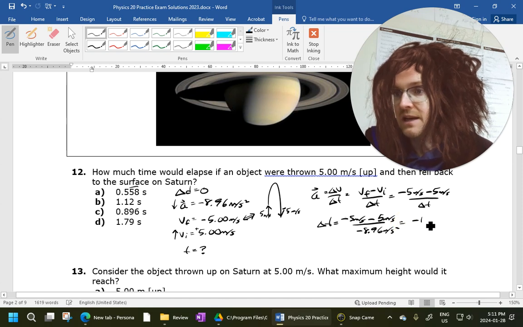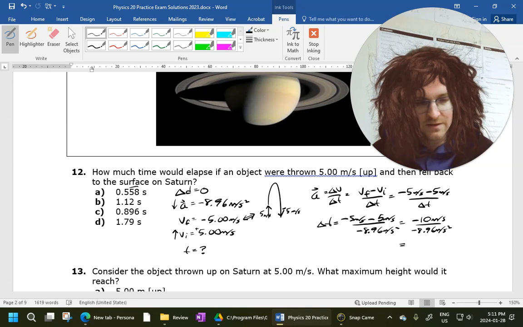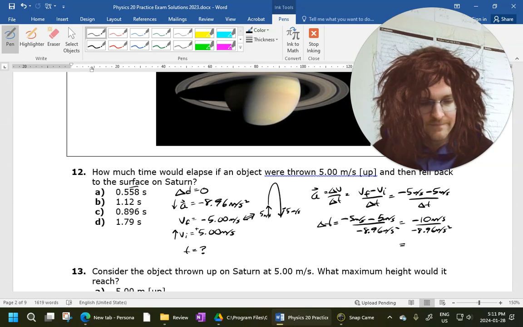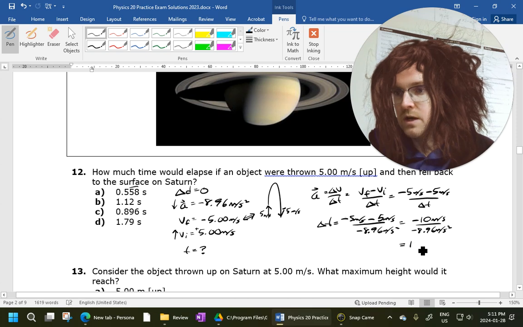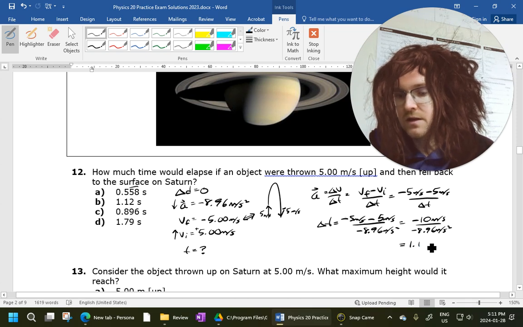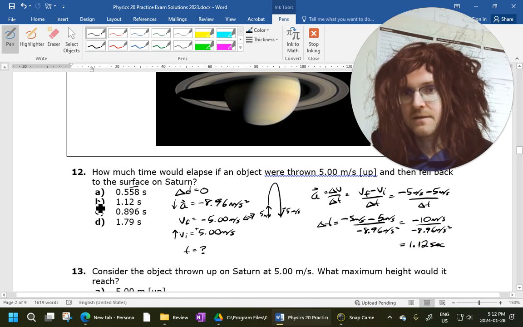So we get negative 10 divided by negative 8.96. So two negatives, which is nice, ends up being a positive number. So, pull out my calculator. 1.12 seconds, because of that extra decimal rounding in there.